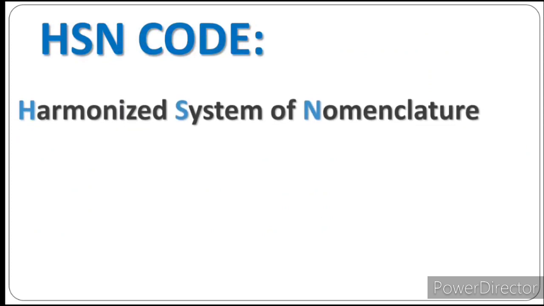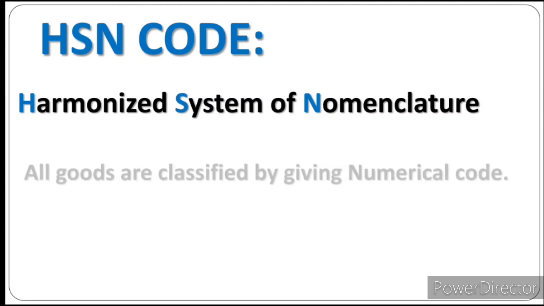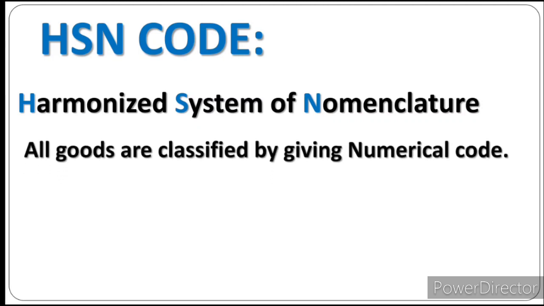Now we will see the rate of GST. Before that we will see the HSN code. What is the HSN code? The full form of HSN code is Harmonized System of Nomenclature, which means each product which is under the GST, on which GST is charged, is given an HSN code. All goods are classified by giving a numerical code.